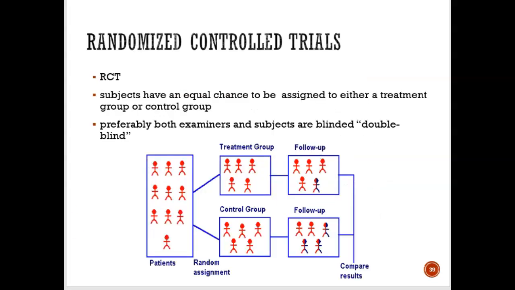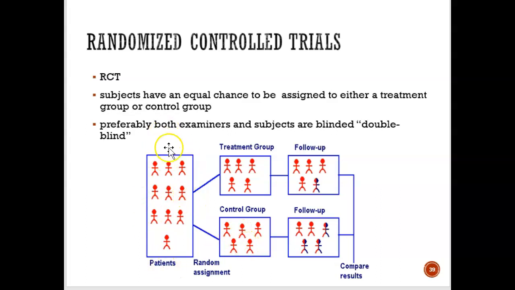So let's look at the next part of the pyramid. We saw systematic review. Now we're looking at the randomized controlled trial. A randomized controlled trial is when you have a group of people and you randomly divide them into two groups: a treatment group and a control group.